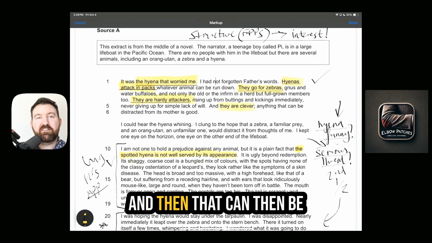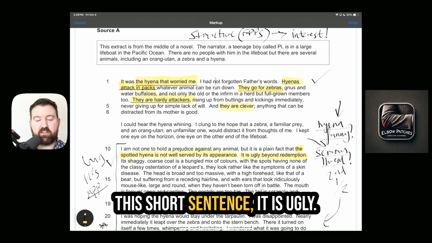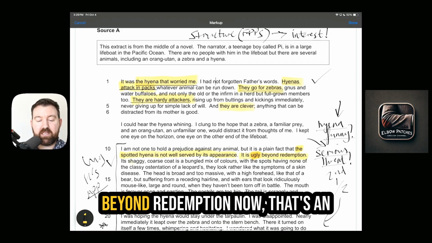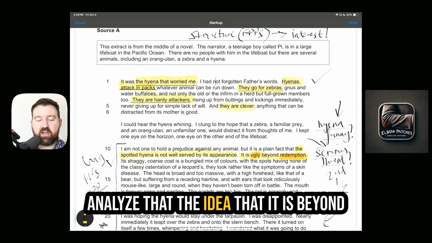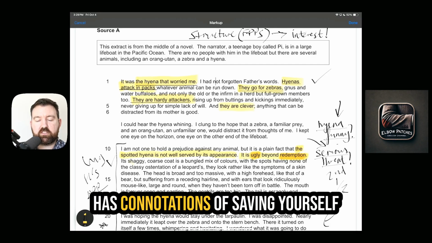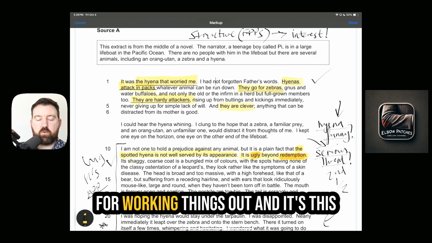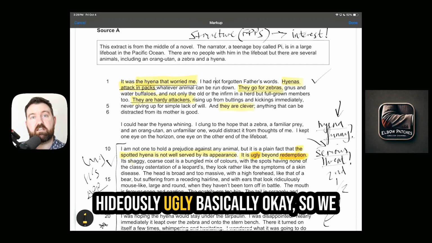And then that can be summed up very easily with this short sentence. "It is ugly beyond redemption." Now that's an interesting phrase, and you can analyze that. The idea that it is beyond redemption, the word redemption has connotations of saving yourself or working things out. And it's this idea that it's being presented as hideously ugly, basically.